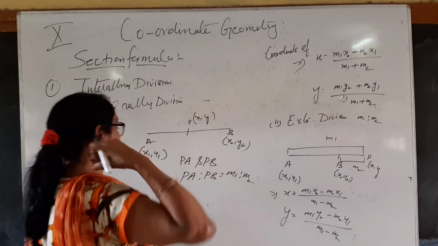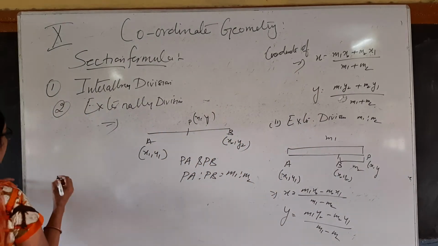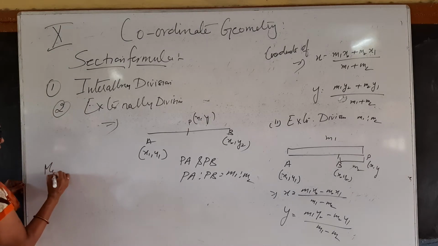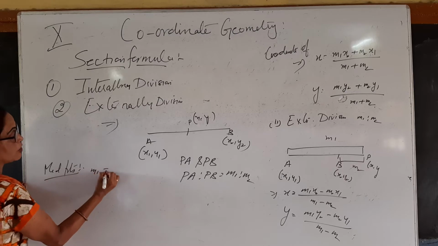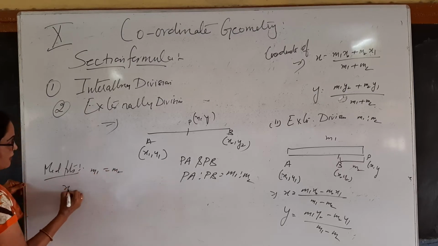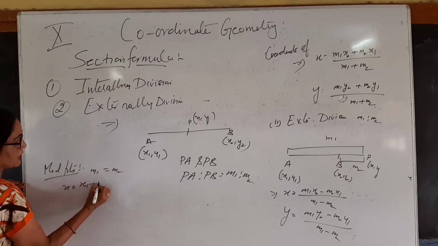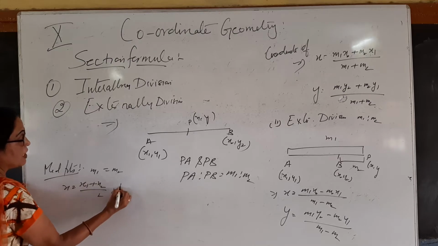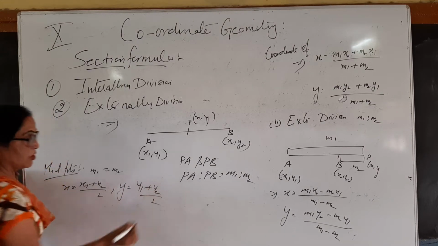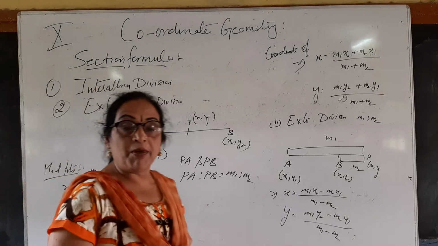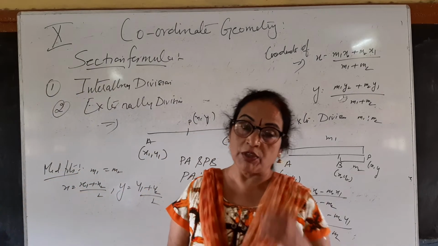Now suppose it divides in the middle, meaning you define the midpoint. Midpoint means m1 equals m2. So your coordinates will be x equals x1 plus x2 divided by 2, and y equals y1 plus y2 divided by 2. So in section formula there are two types.